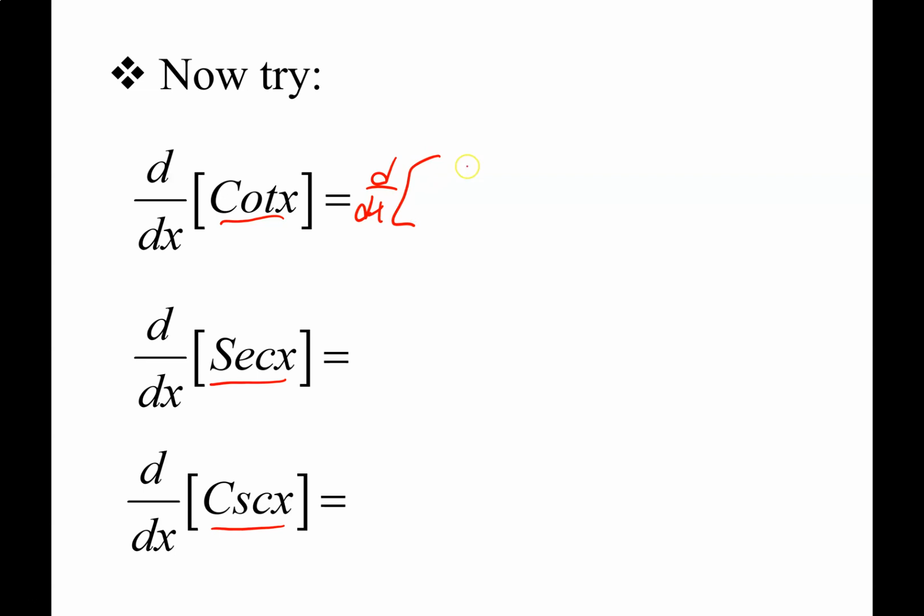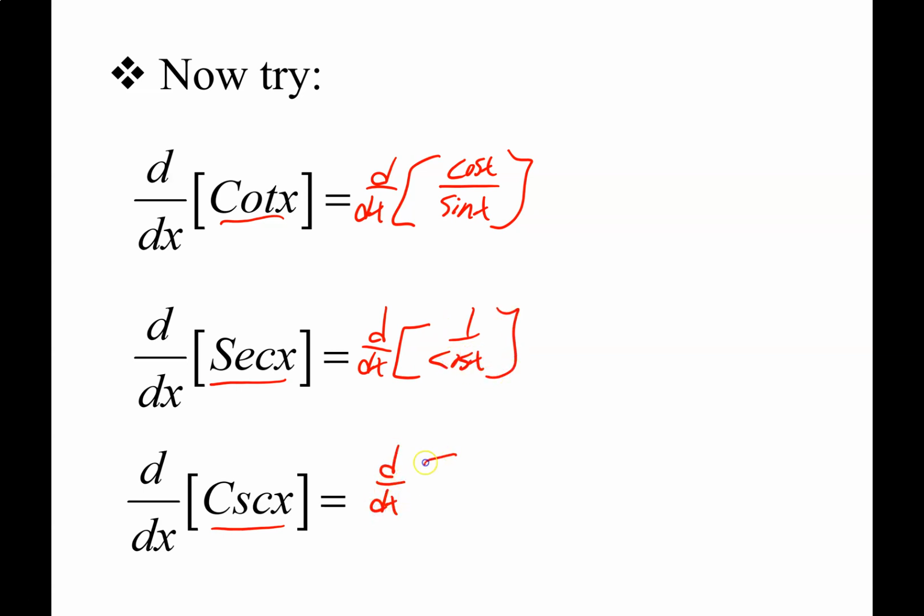We are going to use the quotient rule again. This one's going to be cosine over sine. Secant is 1 over cosine. And cosecant is the reciprocal of the sine. Use a little quotient rule and see what happens. If you want to try them and pause, feel free to do so.